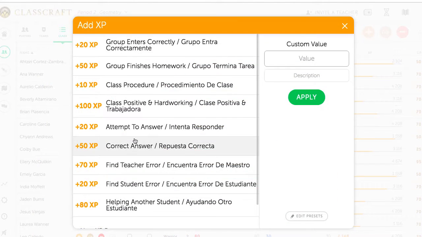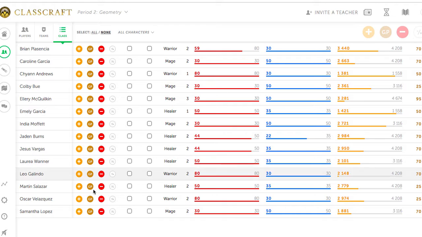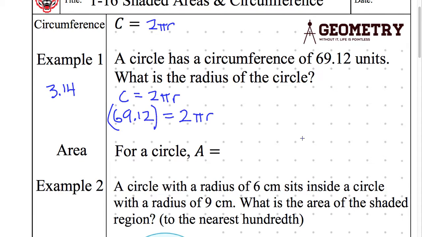Let me give Ellery your XP. Boom, boom, boom. I might not have. Did you get my XP? You got my XP? Wow, everybody's getting 50 and I got 20. You didn't give me my homework XP? All right, I'll do homework after the lesson.